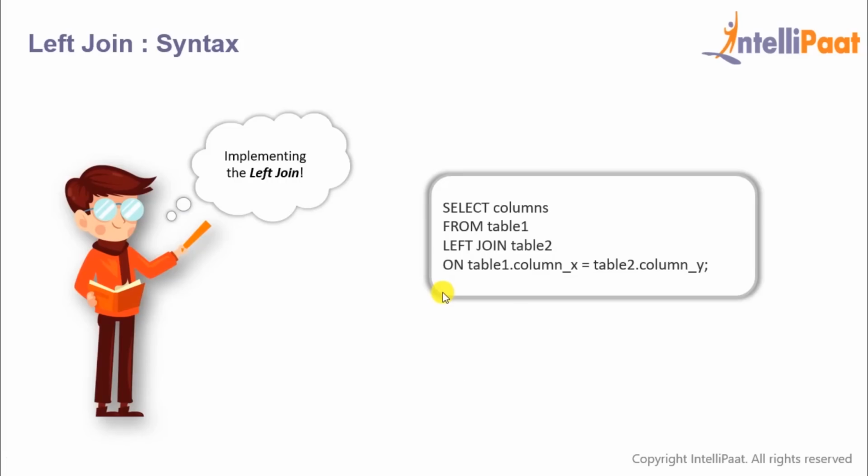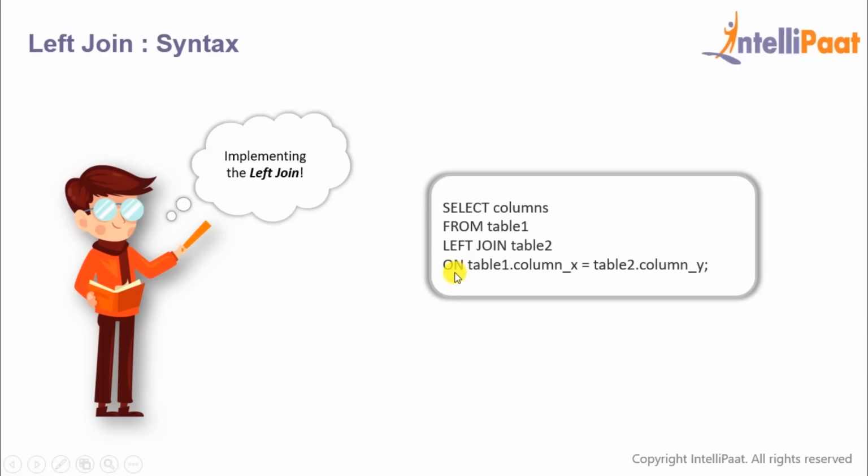So let's have a look at the syntax. We'll start with the select keyword and then give the list of the columns, following which we'll give the from keyword and give the name of the first table. Then we'll use the keywords left join and then give the name of the second table. After which we'll use the keyword on.